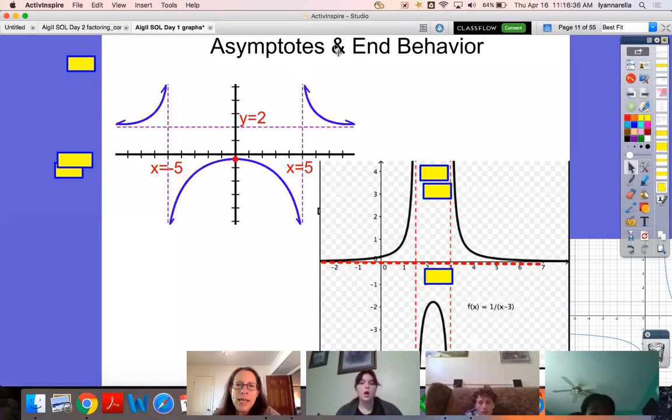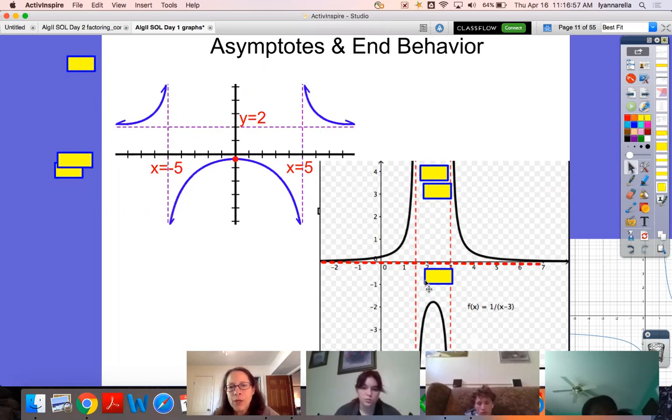So if I said, what is the end behavior of this graph? Well, look what's happening. As X goes to positive infinity, this graph is leveling out at 2. And as X goes to negative infinity, look at what's happening here. This graph levels off to 2 as well. So it's neither going up or down as you go out to the ends.